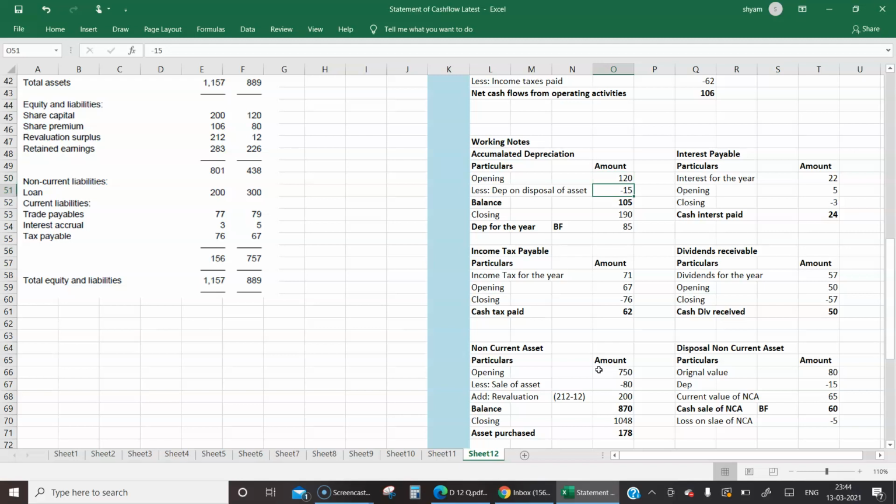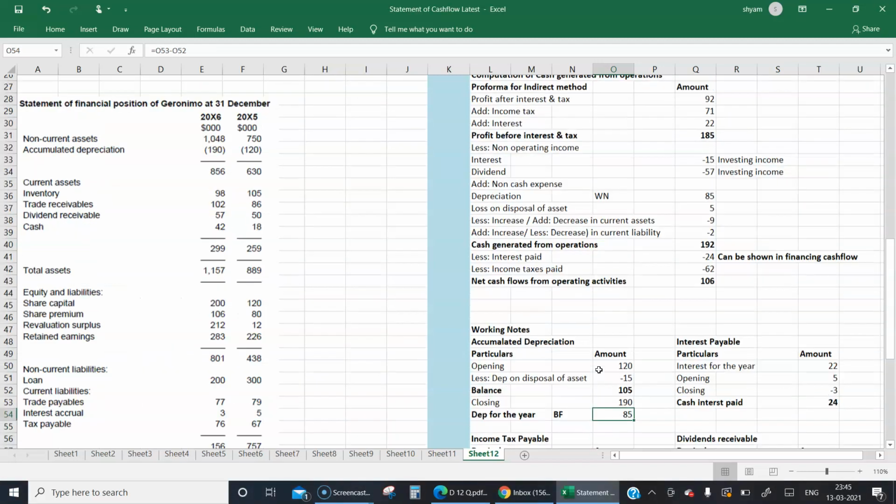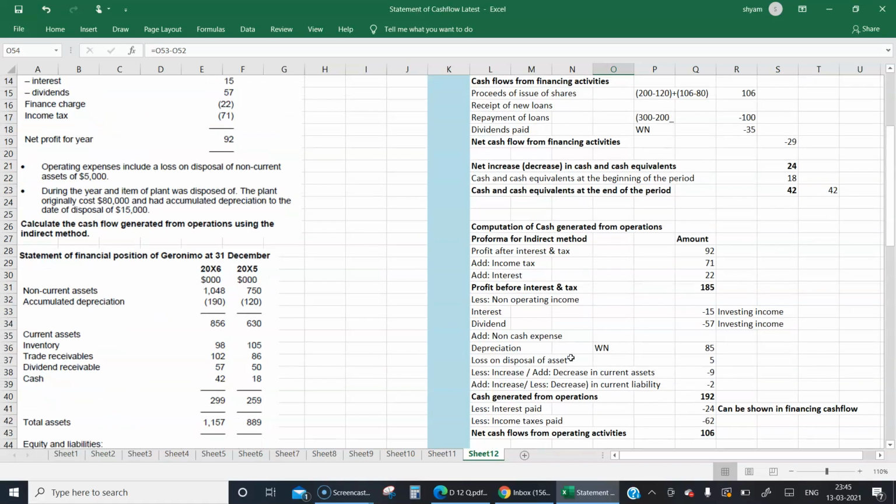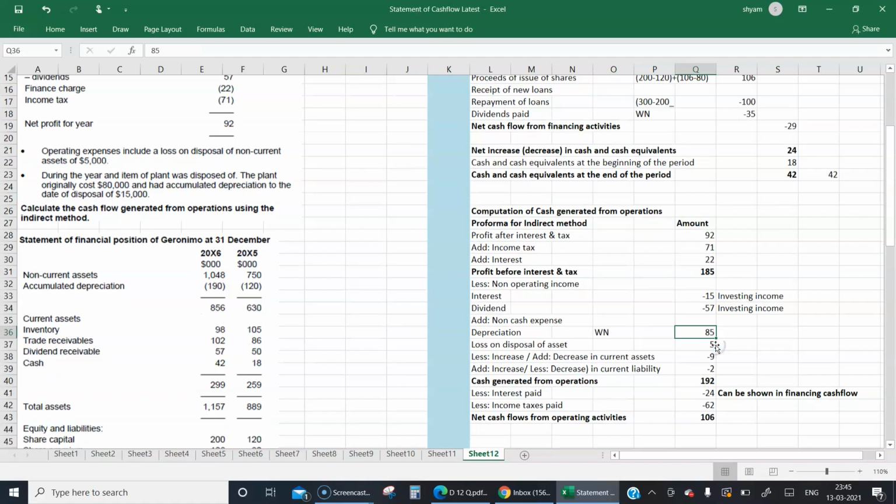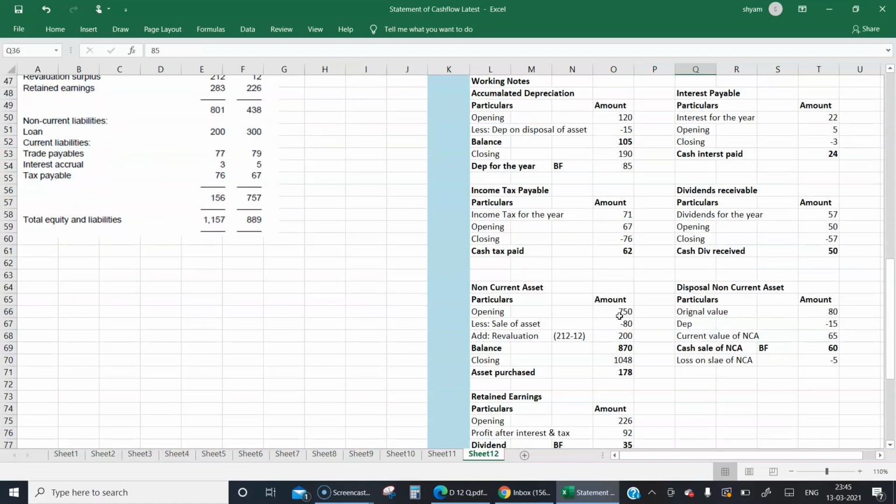Okay, some asset has been sold, so 15 depreciation has been taken out. 105 should have been the balance, but closing is 190. The difference is the depreciation for the current year, which is 85. So once we got that depreciation, we added it in this particular area. Okay, so that's about that number.